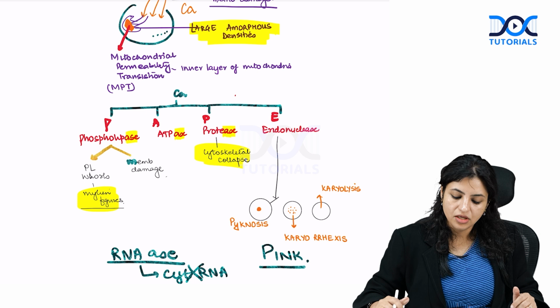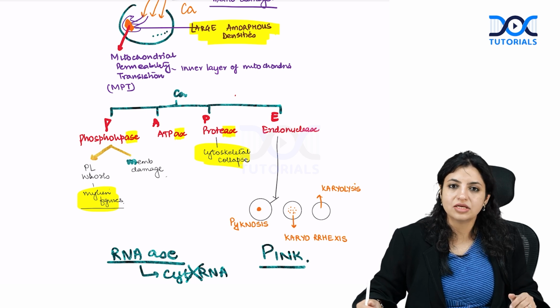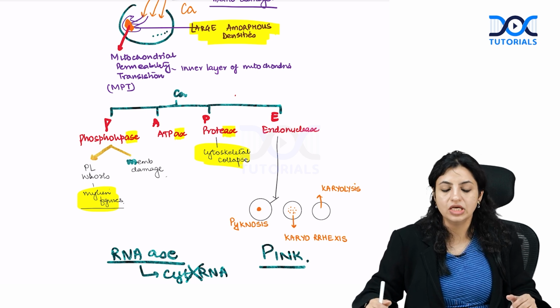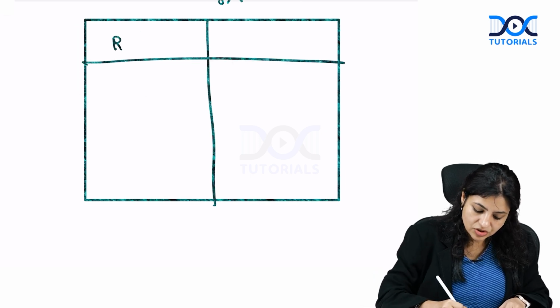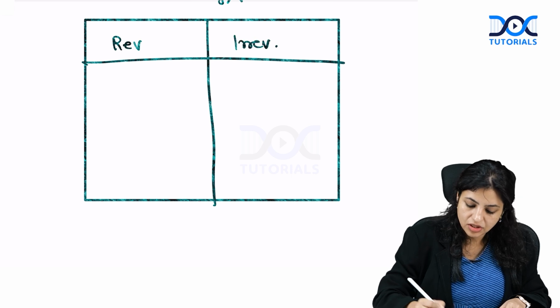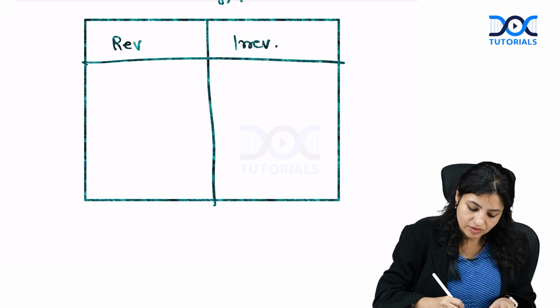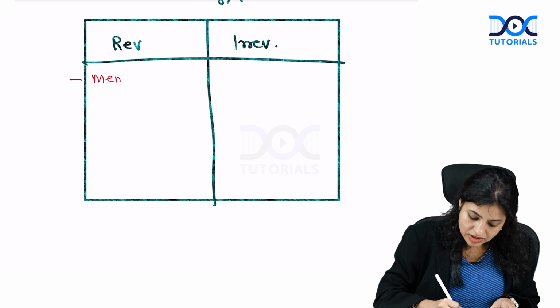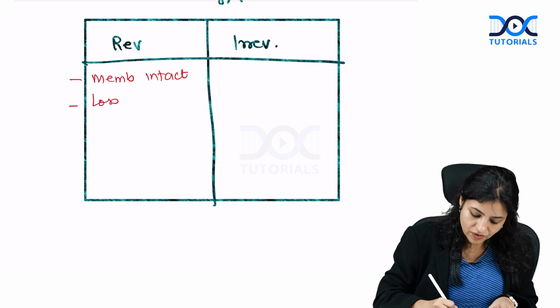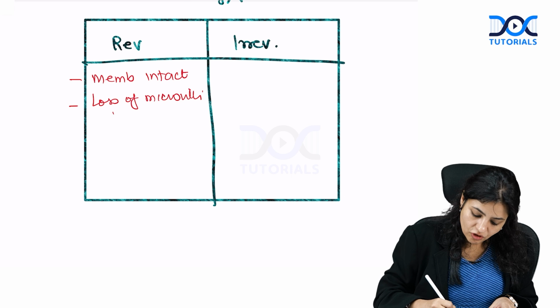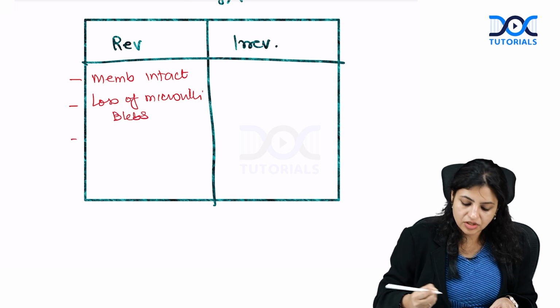Right, guys? Okay. So that is reversible and irreversible cell injury, which everybody should be very, very clear. If somebody is asking, what are the features of reversible cell injury versus irreversible cell injury? Remember, in reversible cell injury, the cell membranes have to be intact. This occurs because of stoppage of the pump. So there is loss of microvilli, formation of blebs, which is very characteristic here.